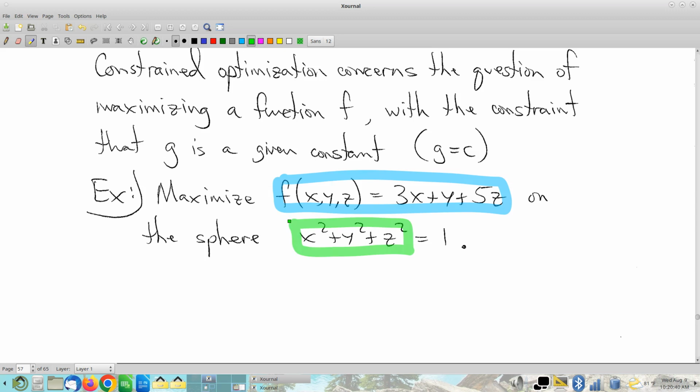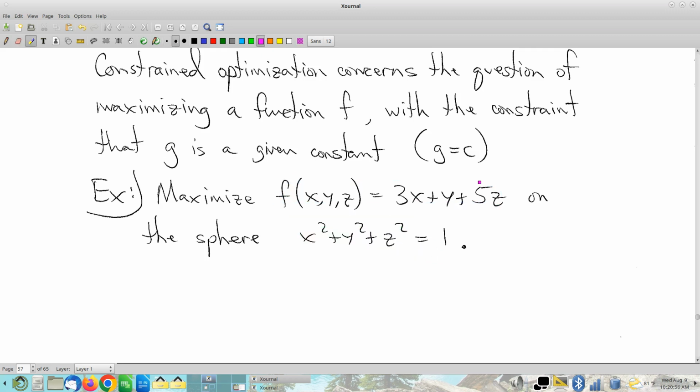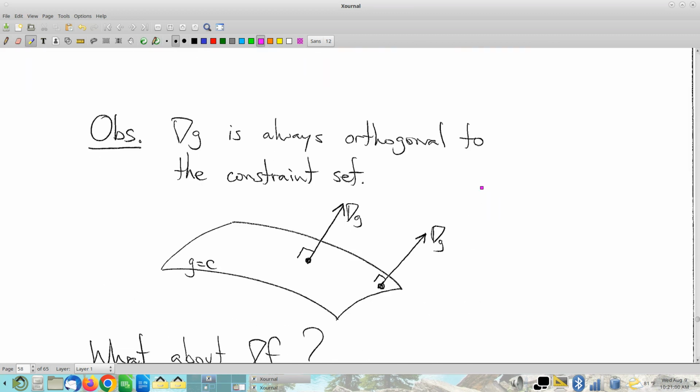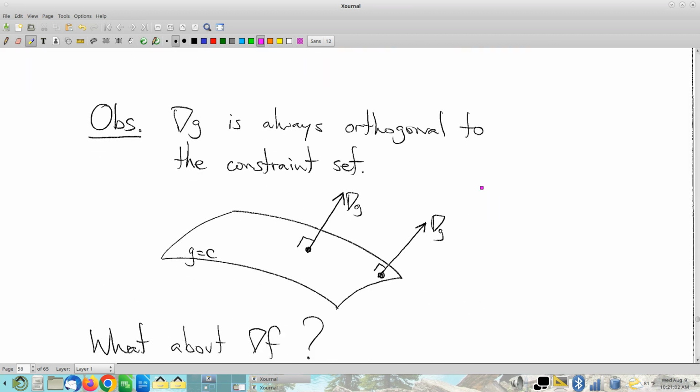Everybody happy? Notice I get to say that this is the constraint function, because setting that equal to a constant makes this a level set of that constraint function. Okay. So, how are we going to do this? I'm going to make a couple of clever observations here.